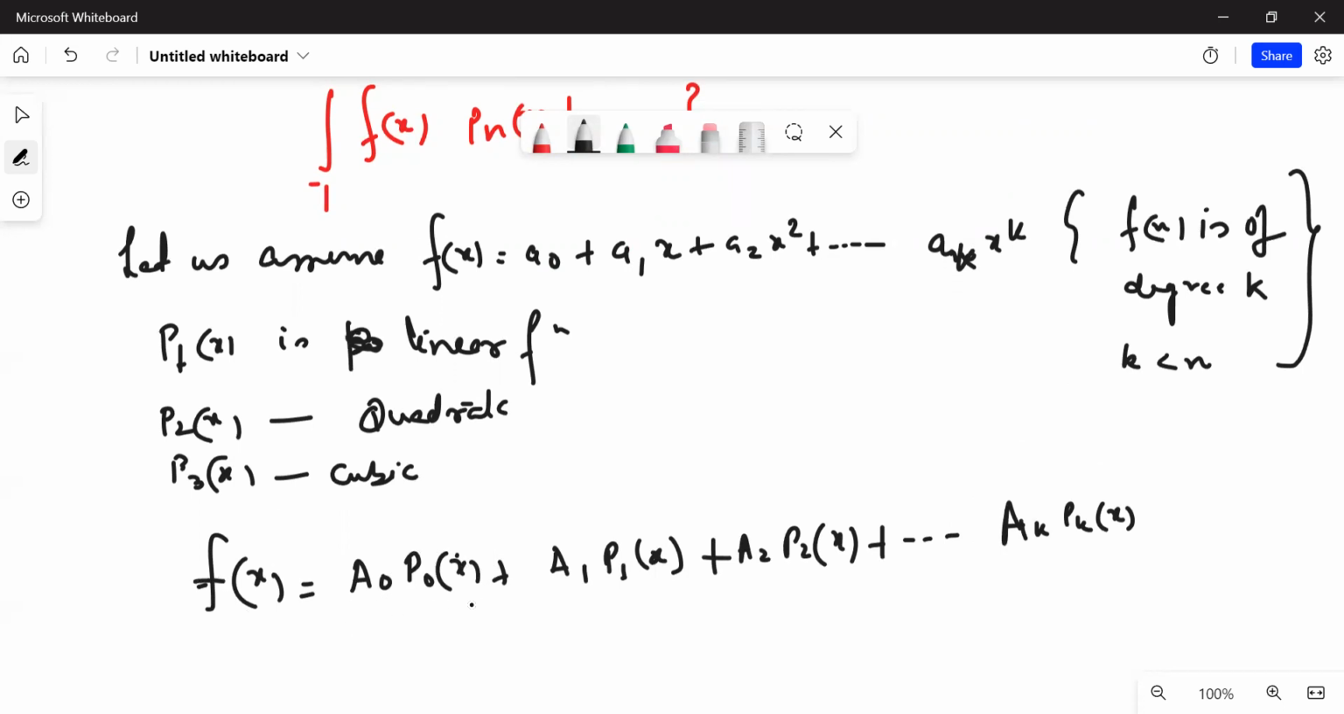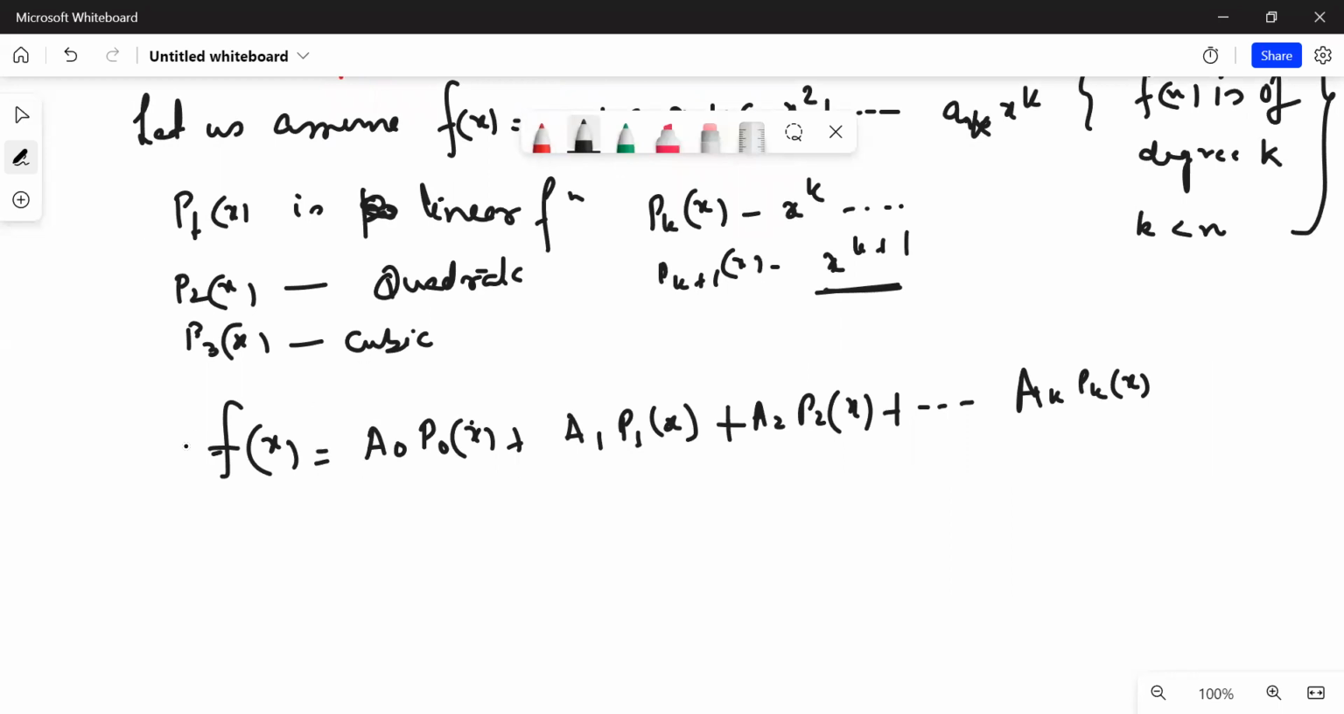The polynomial can be expressed as a0 p0(x), a1 p1(x), a2 p2(x), up to ak pk(x). Why? Since there is no term in x to the power k+1, pk(x) would contain x to the power k. There would be other terms as well, but I'm not concerned about it. But p(k+1)(x) would no doubt contain some lower order terms, but it also contains x to the power k+1. On the left hand side, f of x has degree k, so I do not have any term in p(k+1), so a(k+1) and all the other terms would go to 0. So this is how I can express my f of x as a linear combination of Legendre's polynomials of different orders. Is that clear?